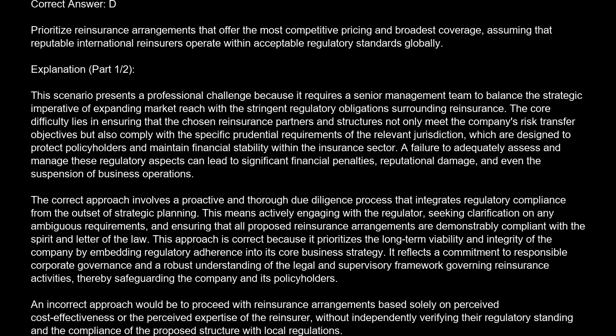This approach is correct because it prioritizes the long-term viability and integrity of the company by embedding regulatory adherence into its core business strategy. It reflects a commitment to responsible corporate governance and a robust understanding of the legal and supervisory framework governing reinsurance activities, thereby safeguarding the company and its policyholders.